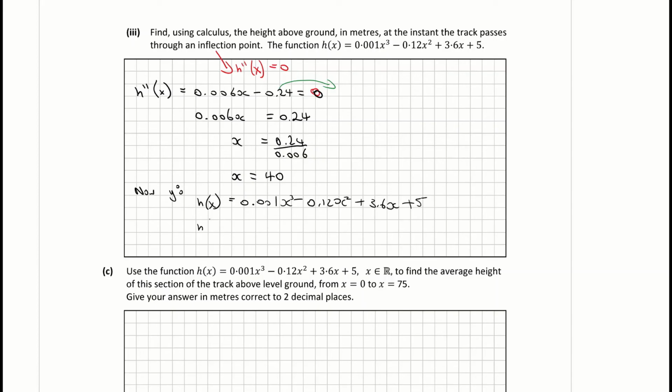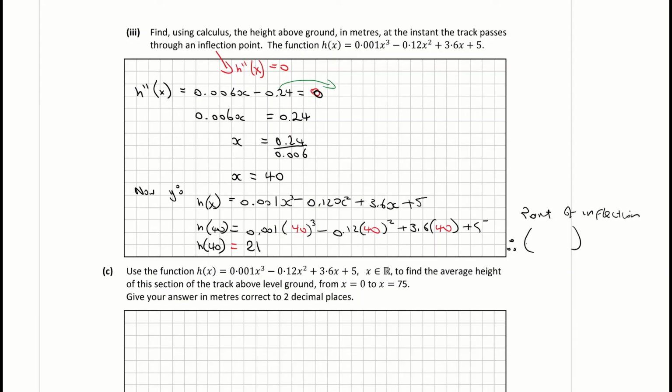And I'm subbing in h of 40. So 0.001 times 40 cubed minus 0.12 times 40 squared plus 3.6 times 40 plus 5. I'm just putting my 40 in a different color there to see that I'm substituting in that value. And when I work that out in my calculator, I'm getting a value of h of 40, which is y, in other words, of 21. So therefore, my point of inflection is going to be 40, 21.